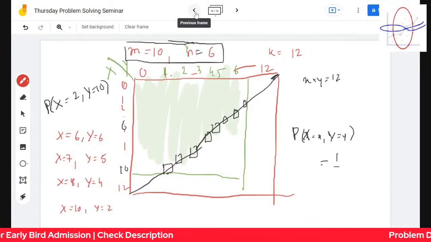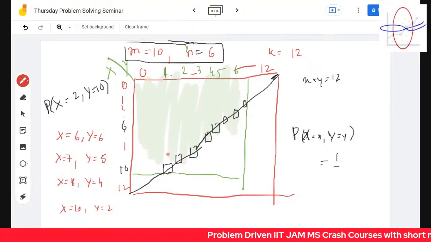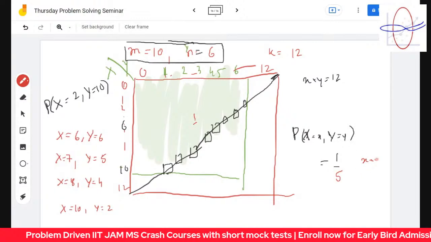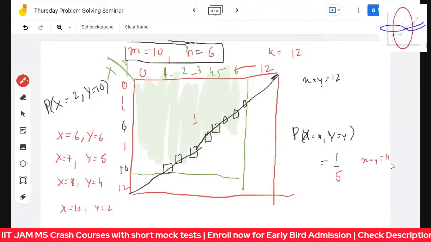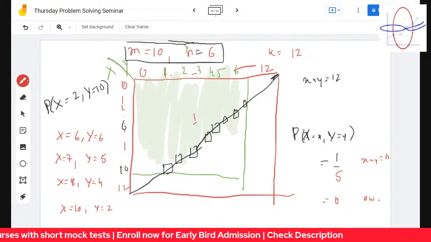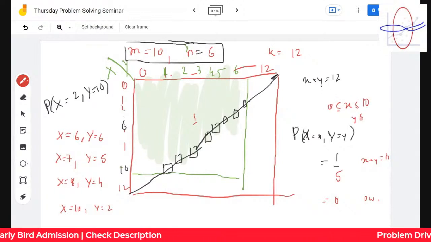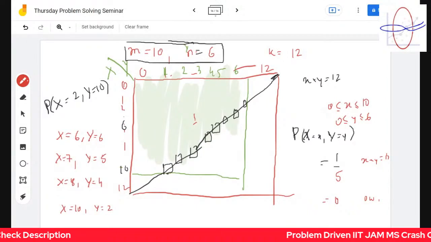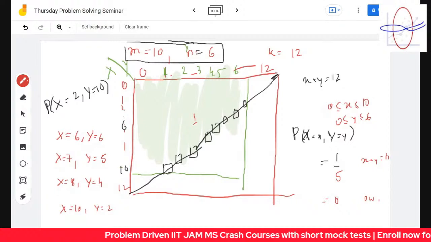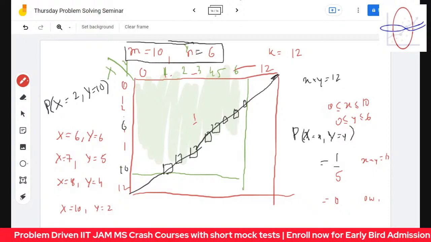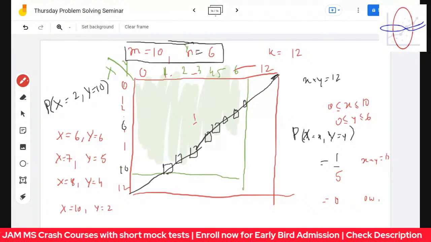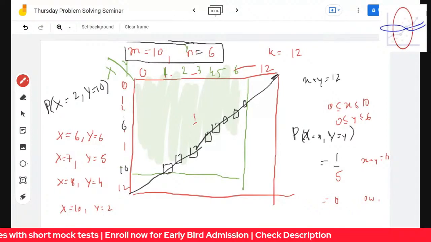Okay? That's the idea. So 1 by 5 in each one of the cases. So it's equal to 1 by 5 if X plus Y is equal to 12 and 0 otherwise, and X is less than or equal to 10 and greater than or equal to 0. All of you understood the idea of this? It's very important. The idea is perfect. Any doubts?